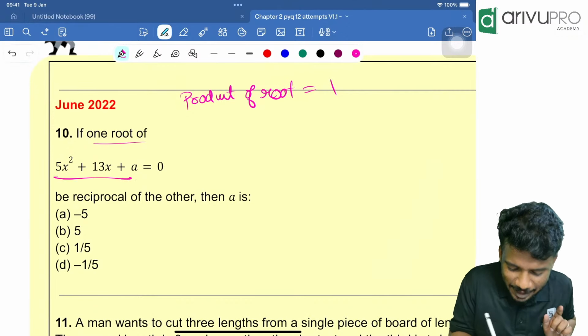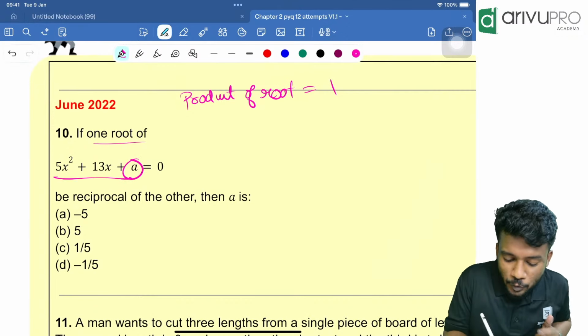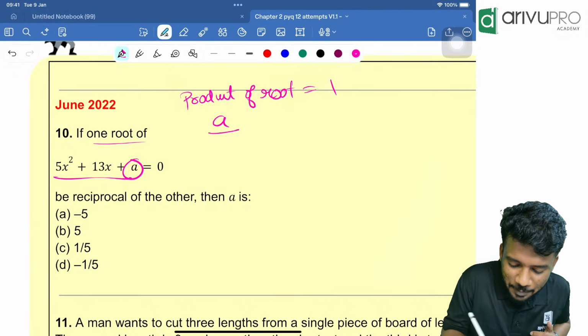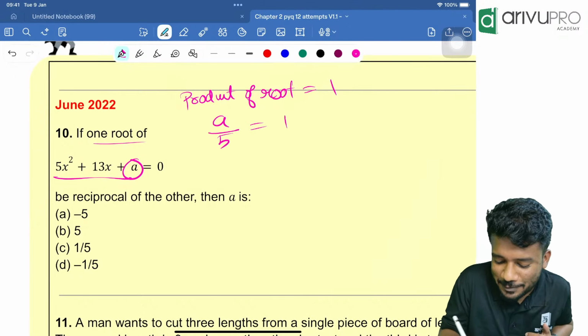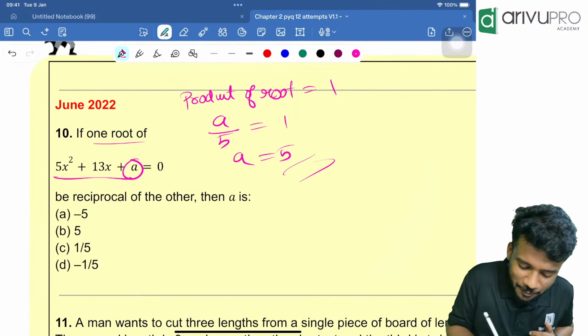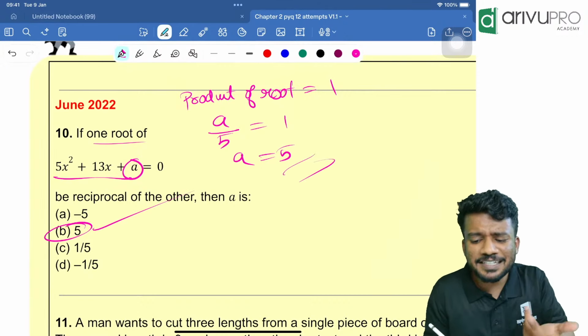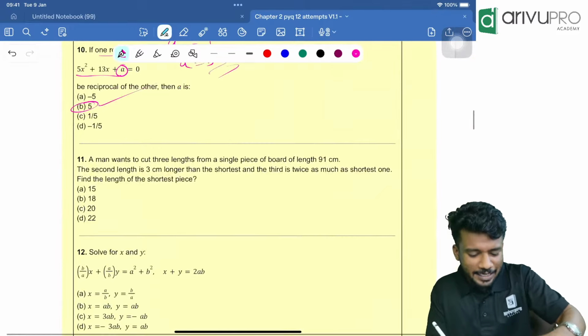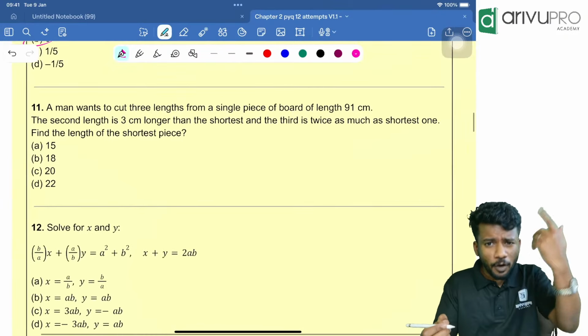Now looking at the equation, what is the product of the roots? Constant term a divided by coefficient of x square, which is equal to 1. So a is equal to how much? 5. Option B is your answer. Five seconds, answer. Yes. Next question.